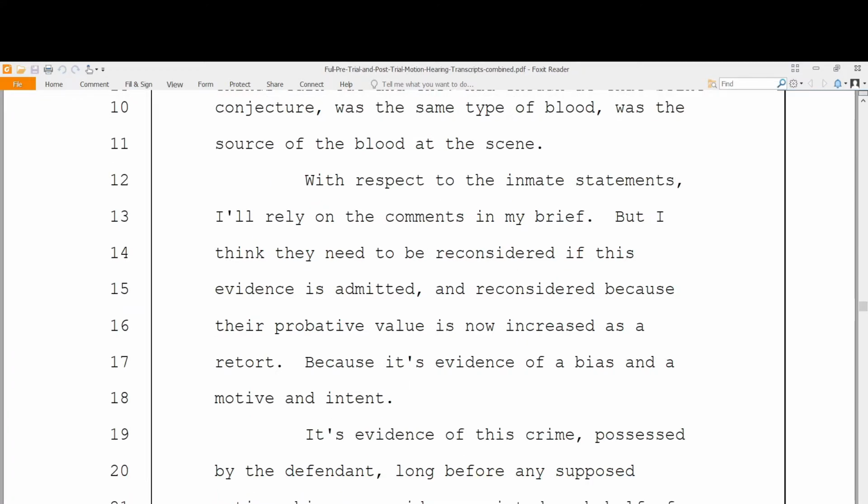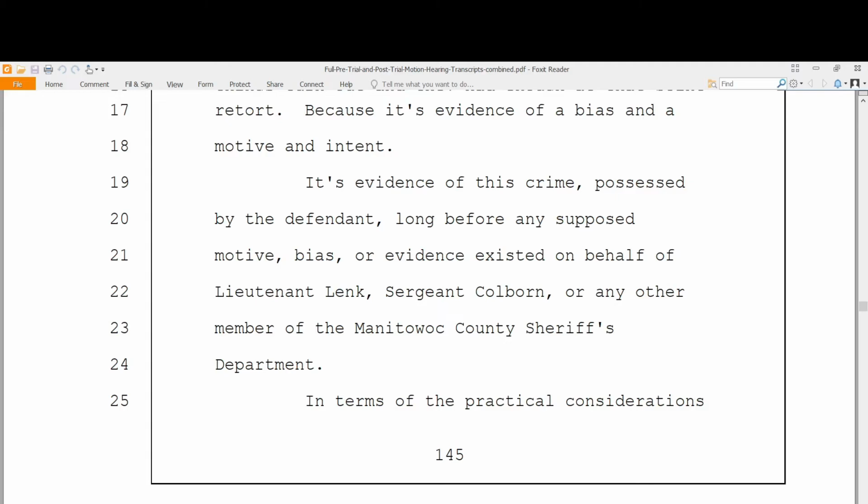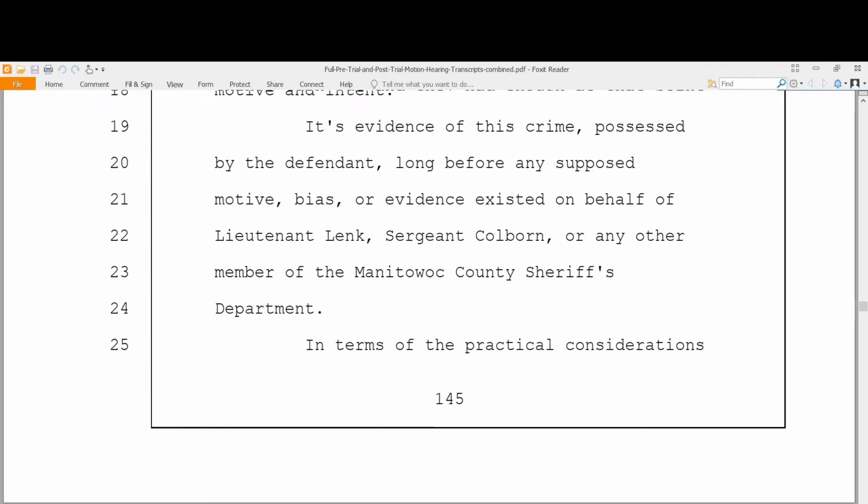With respect to the inmate's statements, I'll rely on the comments in my brief, but I think they need to be reconsidered if this evidence is admitted, because their probative value is now increased as a retort. It's evidence of bias and a motive and intent. It's evidence of this crime possessed by the defendant long before any supposed motive, bias, or evidence existed on behalf of Lieutenant Lenk, Sergeant Colborn, or any other member of the Manitowoc County Sheriff's Department.